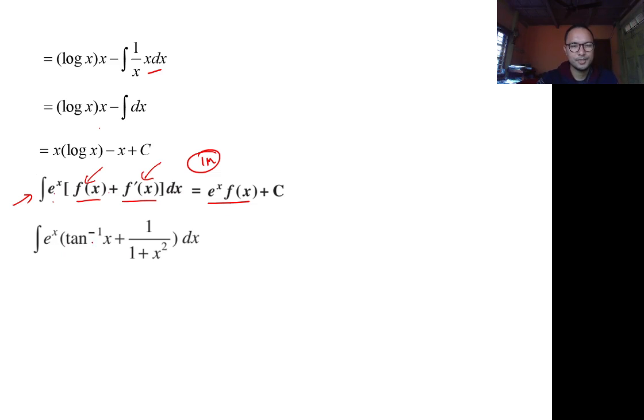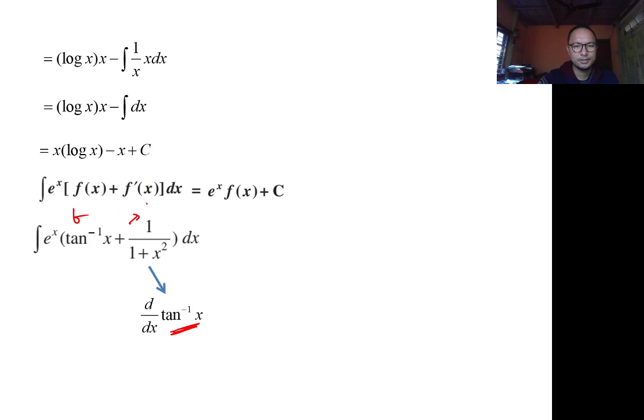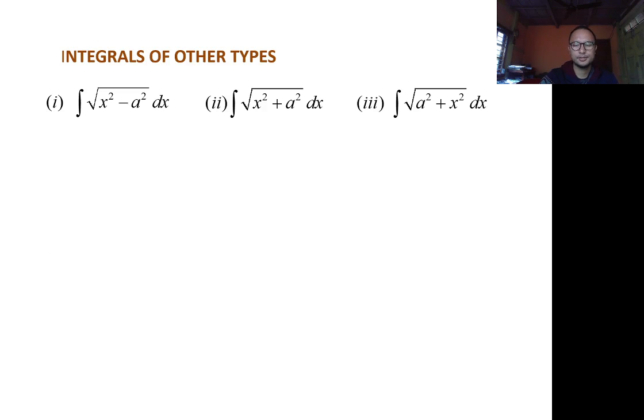Let's say here e^x times tan inverse x and this. You know the differentiation of tan inverse x is 1 by 1 plus x squared. So this is your f(x), and this is your f prime(x), the derivative of f. So this is your differentiation of tan inverse x. According to this formula, the integration is e^x times f(x), so e^x into tan inverse x plus c. That's it, right? Okay.